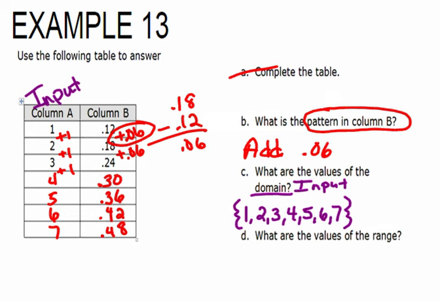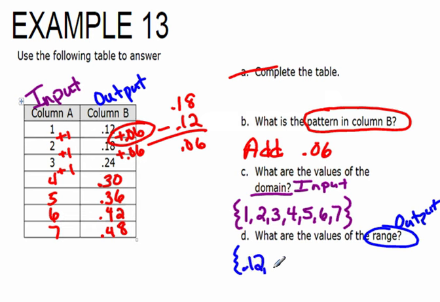And question D asks us about the range, and since domain is input, range is our output, which is going to be our column B. And it's just the same thing. We want to list our values from the smallest number to the biggest number. So we'll start with 0.12, and then we just keep going.